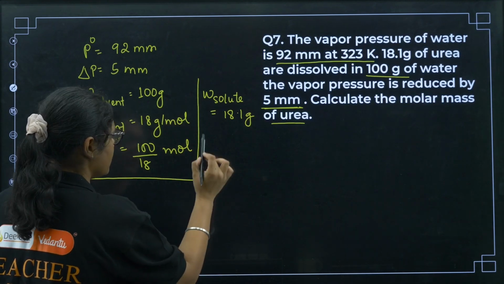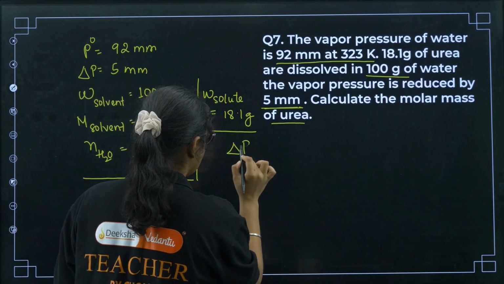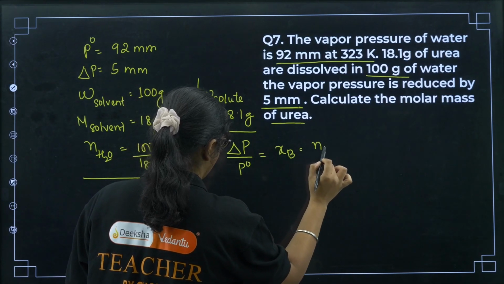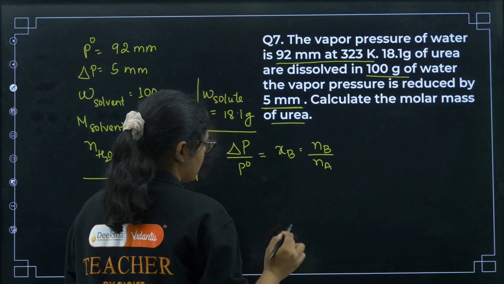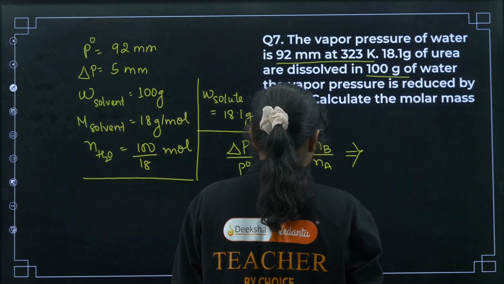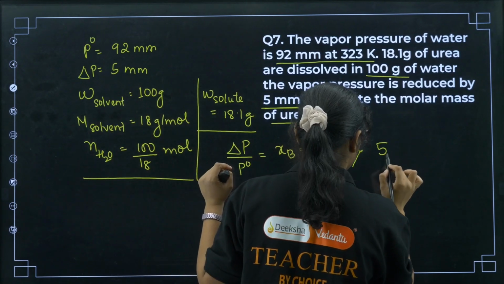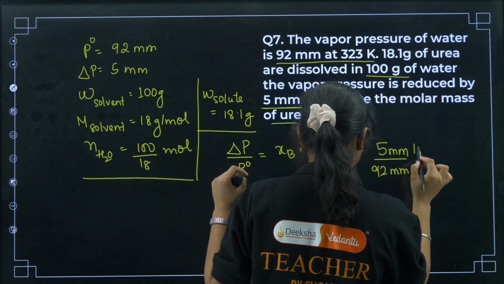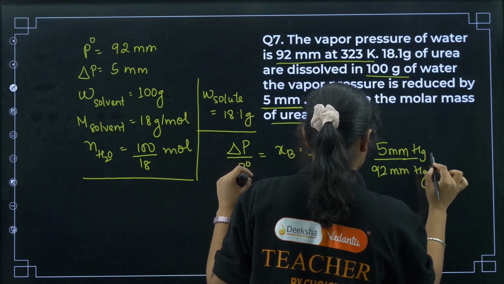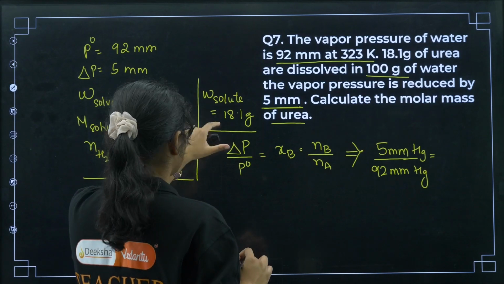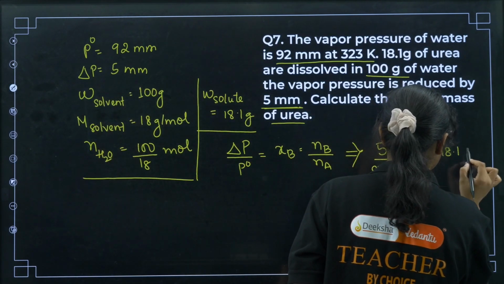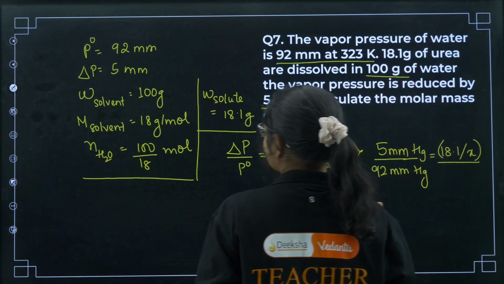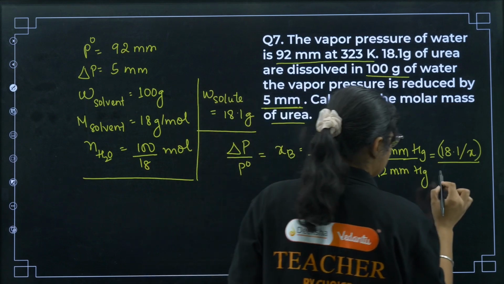Now if I put the formula here, we have delta P by P naught is equal to XB, or I can write NB divided by NA. Now if I substitute, delta P is 5 mm, and this one is 92 mm of Hg, you should write that also. Next, what is the NB value? Number of moles of solute, we don't know, that is 18.1 divided by X, the molar mass, divided by the molar mass of the solvent, which is 100 by 80.